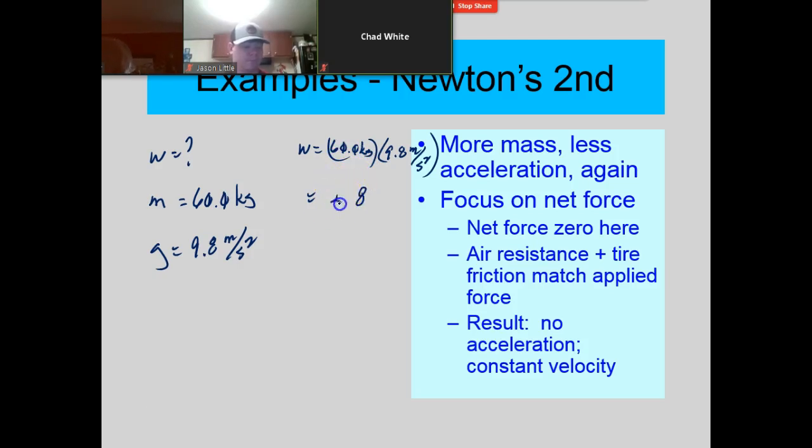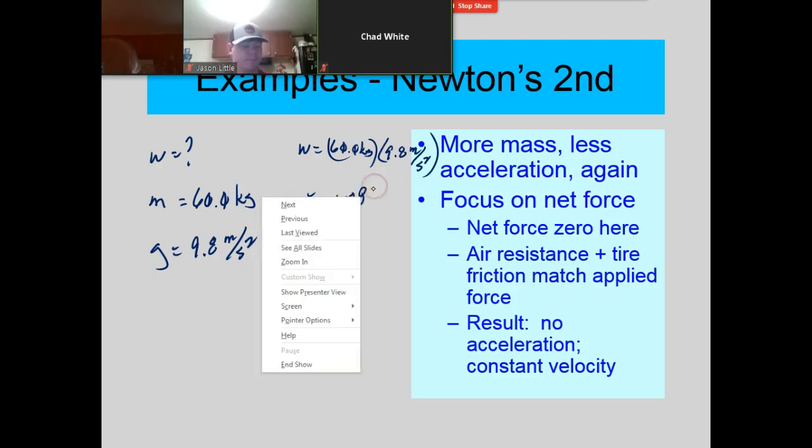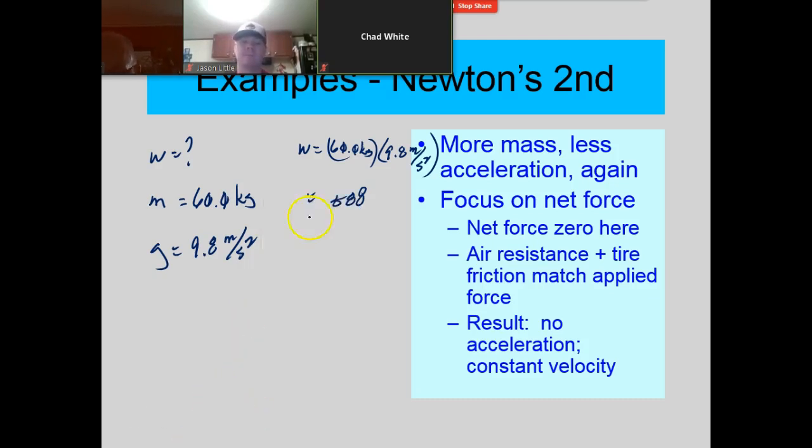$54 and 4 is 58. Whoops. 48. 54. Yeah, I don't know why that came up. There we go. 588 what units? Kilogram meter per second squared. That's also a Newton. Okay.